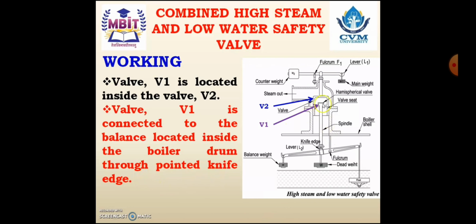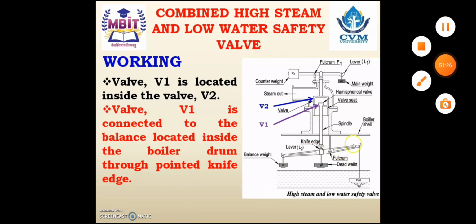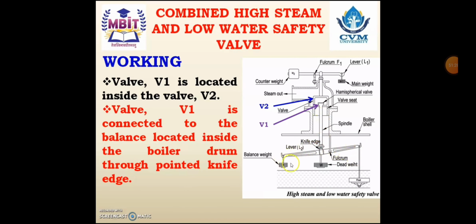So this is valve V1. Now this valve V1 is connected to a balance. You just see here, this is a balance. And this balance is located inside the boiler drum. So this is the boiler shell. This is the inside portion of the boiler shell, and this is the water level inside the boiler drum. And through knife edge, you just see here.